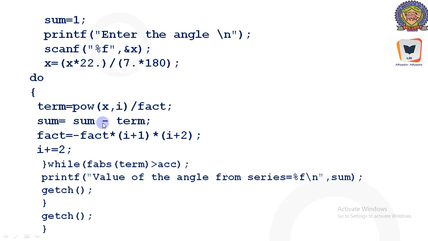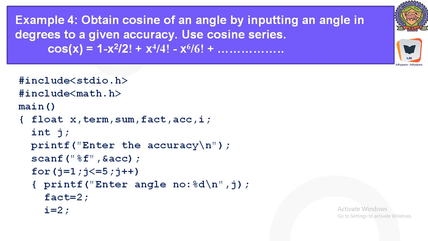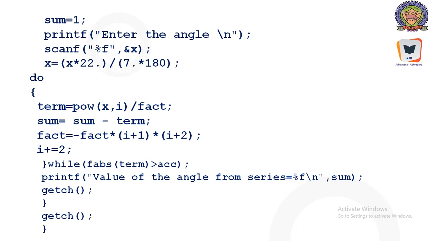Now sum equal to sum minus term. The earlier value of sum is 1. So 1 minus x square by 2 factorial. Now fact will become minus fact. That is, fact earlier was 2. Now it will become minus 2 into 2 plus 1, that is 3, into 2 plus 2, that is 4. It becomes 4 factorial. So fact will be turning into minus 4 factorial, and i plus equal to 2. i will become equal to i plus 2. Okay, i will become 4.